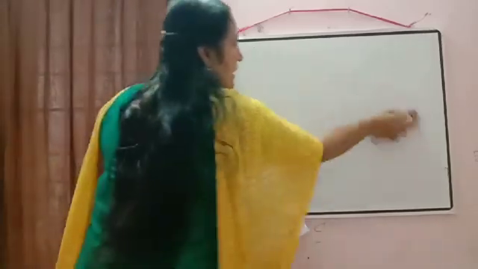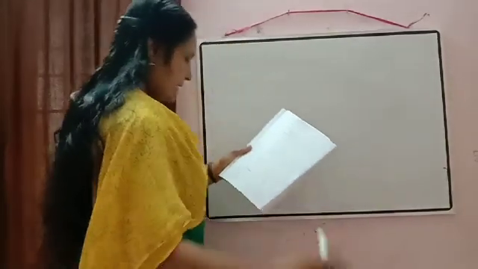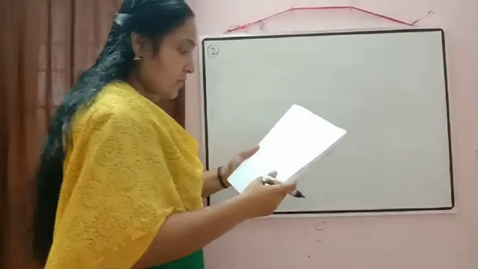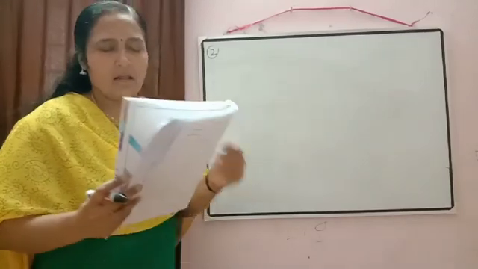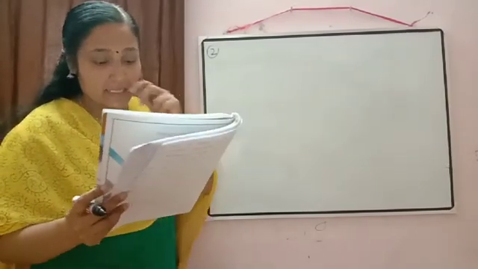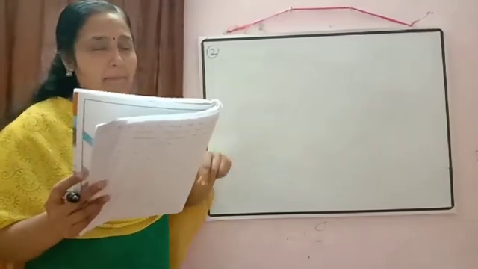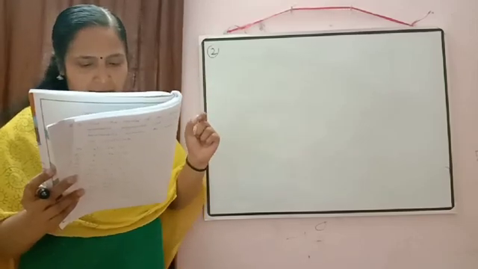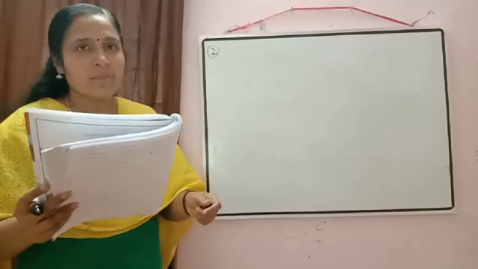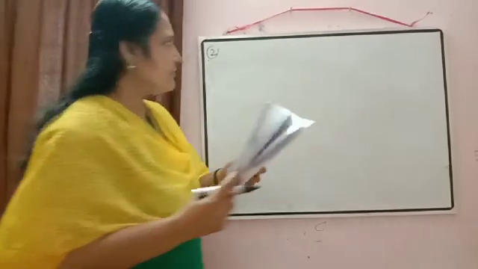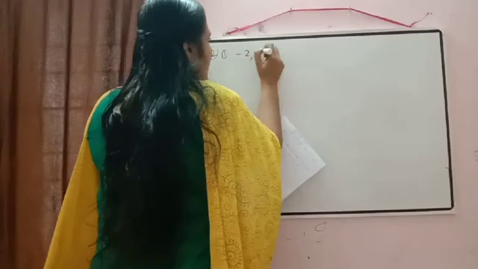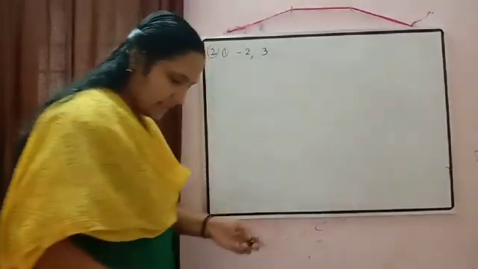Okay, now write down the next one. The next question is: frame the polynomial whose zeros are as follows. Now in this question, zeros are given. Sum and product are not given. The zeros of the polynomial are given, and you have to frame the polynomial. Okay. So the first question is minus 2 and 3. Two zeros are given, minus 2 and 3.